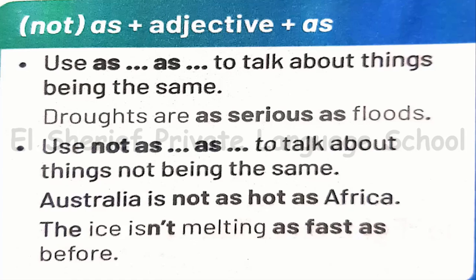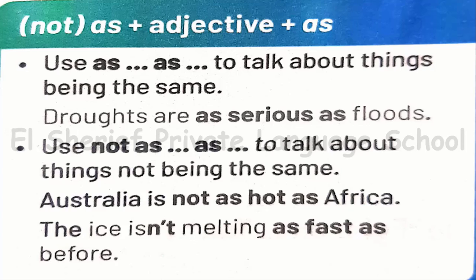Now let's move on. How to use as adjective as or not as adjective as. Use as adjective as to talk about things being the same. When I'm telling you droughts are as serious as floods, I just want you to focus on this, and I want you to notice that we use the adjective without any addings. We said droughts are as serious as floods. Here I have two words, droughts and floods. I'm comparing between them, but they are the same, so I will put the adjective in its real kind or its real shape without any addings.